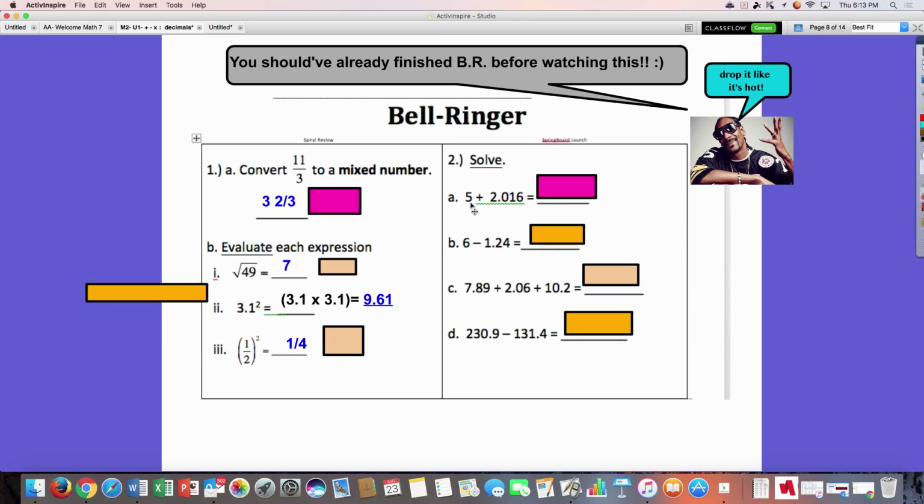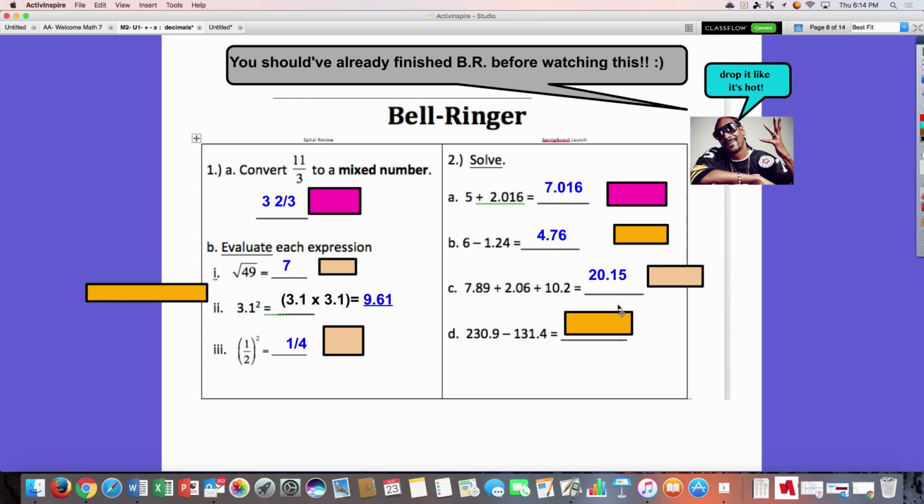Remember what Snoop said. If there's no decimal there, you add a decimal, fill it up with zeros, and then drop it like it's hot. 7.016. Same with this one, 6.00 minus 1.24. Drop it like it's hot. 4.76. You gotta line up the decimals and fill in with zeros. Drop it like it's hot. 20.15. I know I'm a great singer, aren't I? Maybe I ought to give this up and become a rapper. 230.9 minus 131.4. Bam! 99.5.